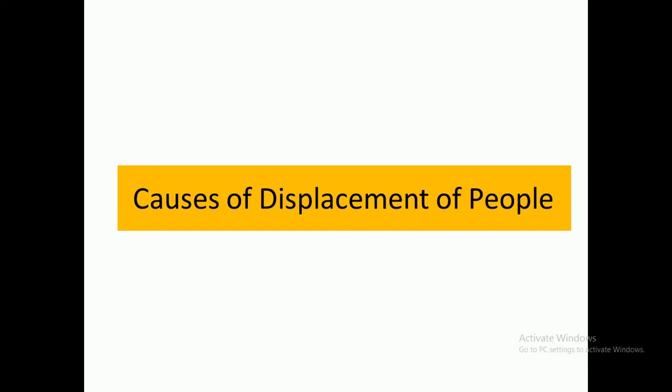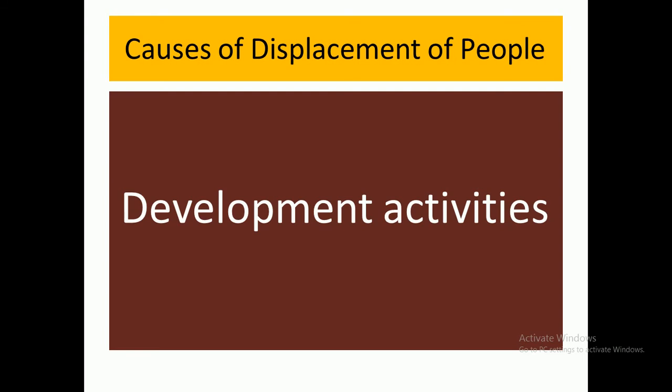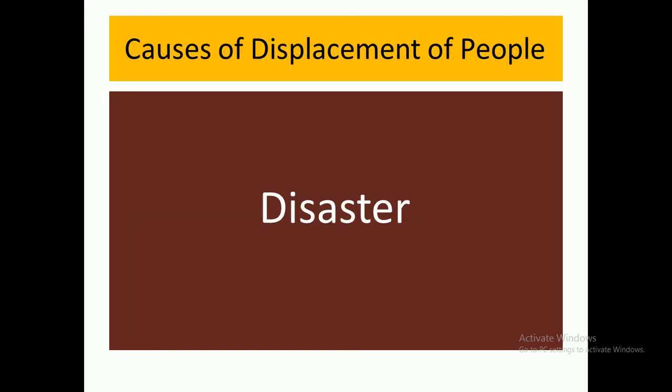Causes of displacement of these people. First one is developmental activities. For example, if we construct or extend a road from two-way to four-way, or if we construct a new dam in certain areas, we are in need of the relocation of the people who are already living in those places. So most of the developmental activities involve dislocation of the people. Second cause is disasters. Disasters such as flood, landslides, earthquakes, and destruction of dams lead to displacement of the people.